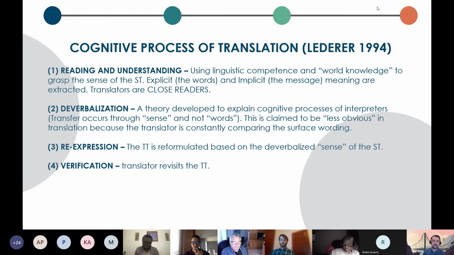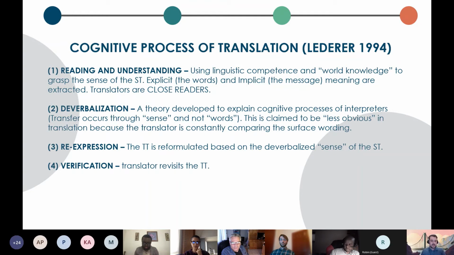Now we're going to talk a bit about the cognitive process of translation. This is what is known as deverbalization. For people who have worked as interpreters, this is quite useful because you already deverbalize. So you start with reading and understanding. This is like when you're interpreting, you're listening to the message.